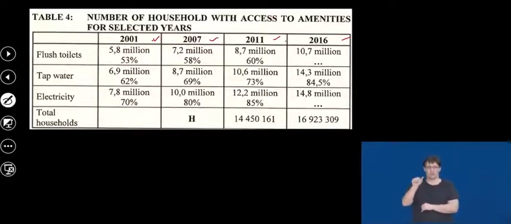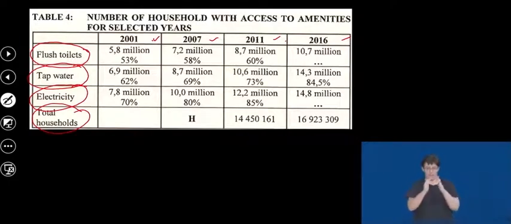Now what we're looking at is the amenities or the services. Have they got flush toilets? Do they have tap water? Have they got electricity? And finally, our total households. And then the numbers that we have is your 5.8 million. So in 2001, 5.8 million people, or 53%, had access to flushed toilets. It then went up to 7.2 million, which is 58%. Finally, 2011, it's 8.7 million at 60%. And now we've got 10.7 million. So it's kind of going in the right direction. Still think these percentages are a bit low.